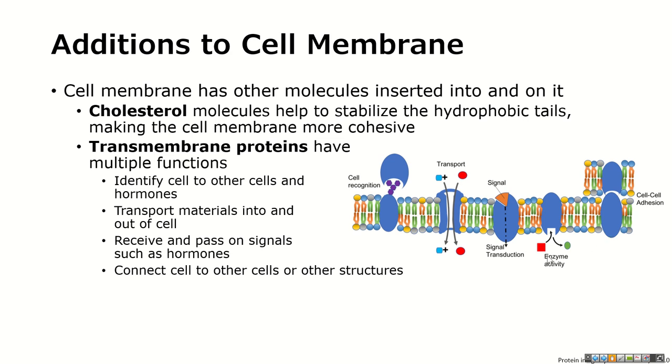We also have some that bind to things inside the cell to either make a new molecule or break a new molecule. And then we have some that help cells stick to each other in those places where cells need to be connected to each other. So lots of things inserted into the cell membrane to help the cell do what it's supposed to do and be what it's supposed to be.